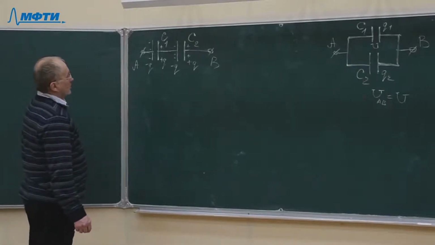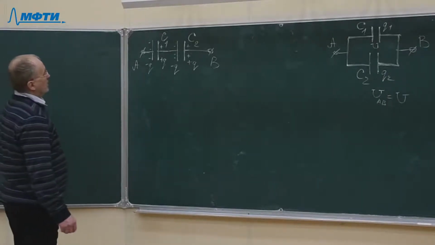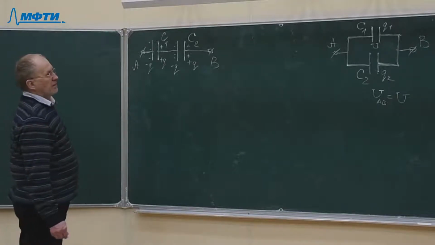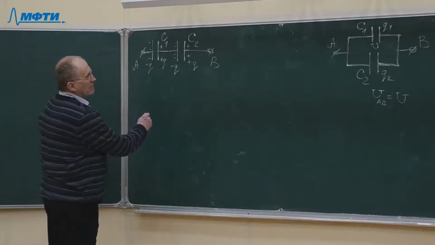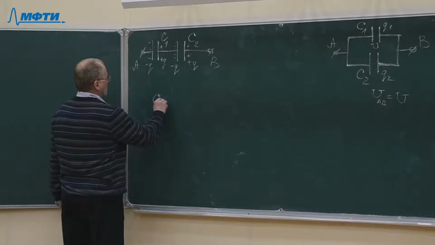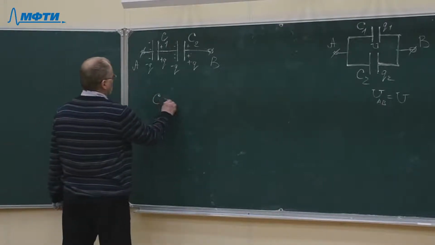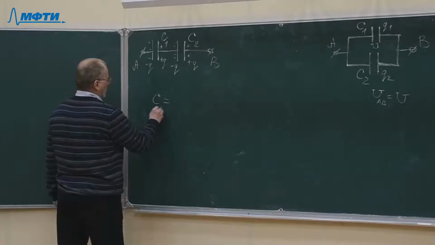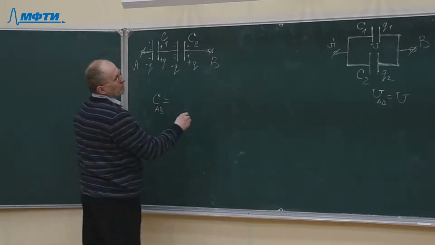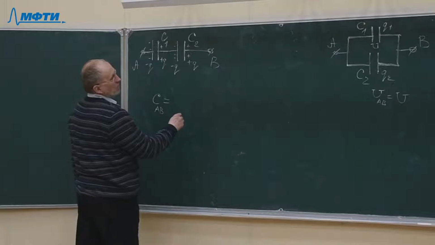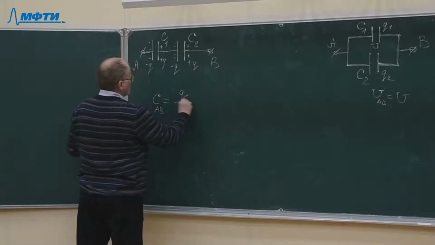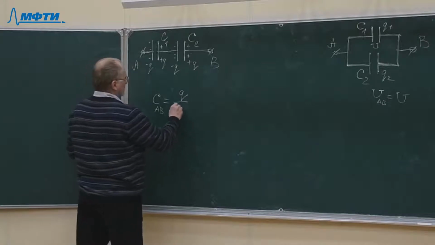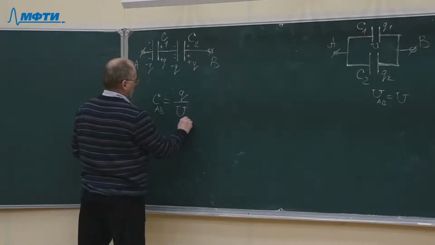So in this case we can say that the total capacitance between points A and B again will be given by the same formula: the total charge, which will be Q in this scheme, divided by total potential difference AB.